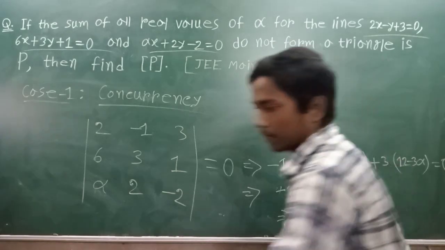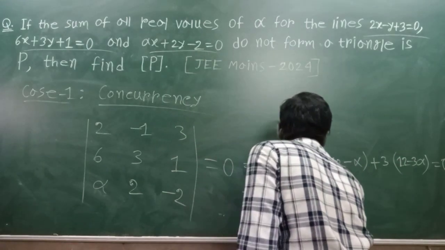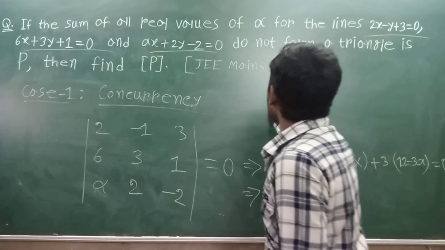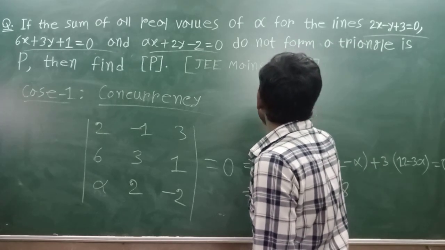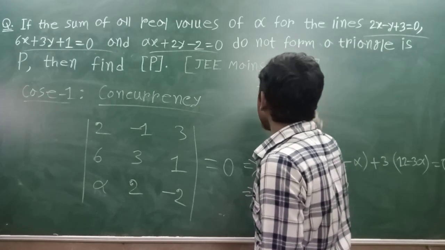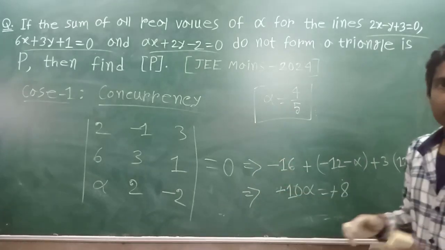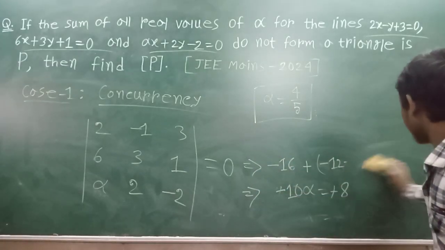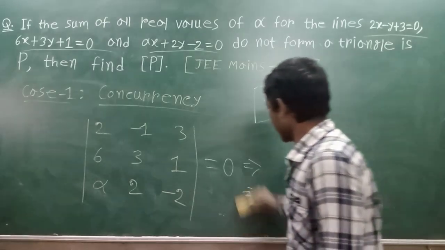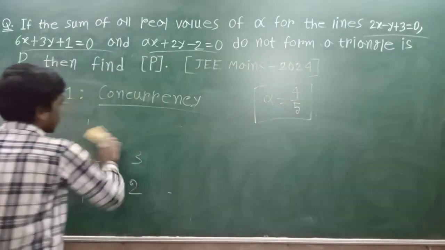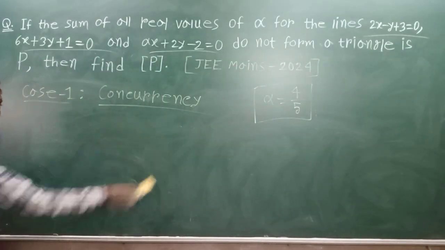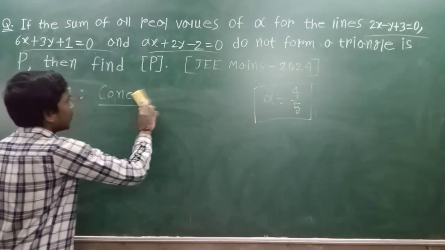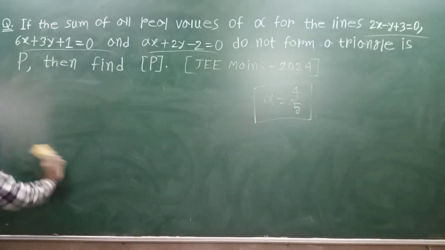Alpha is equal to 4 by 5. This is a possible value of alpha by the condition of concurrency. Okay. Now the second case. This is one possible value of alpha, by the condition of concurrency we obtain this. Okay, now one more case can be there.